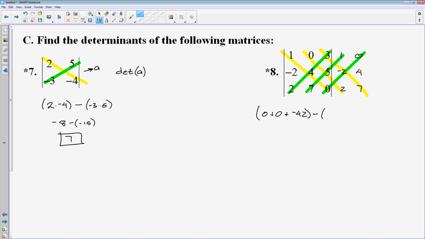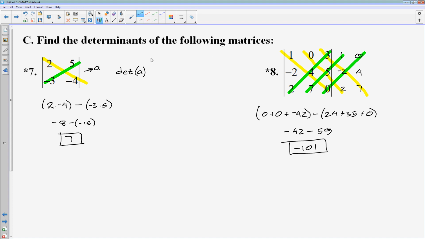Okay, so going up, 2 times 4 times 3 is 24, plus 7 times 5 times 1 is 35, plus 0 times negative 2 times 0, and then we work this out. So that'd be negative 42 minus 24 and 35 is 59. Negative 42 minus 59 would be negative 101. And there's your determinant for number 8.